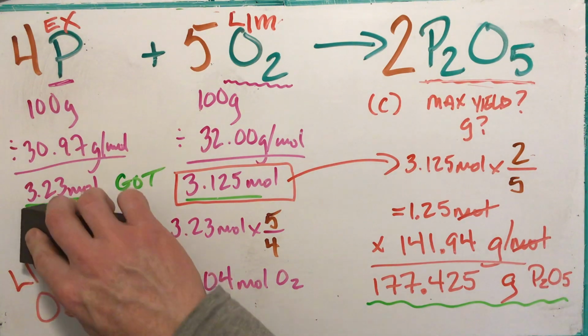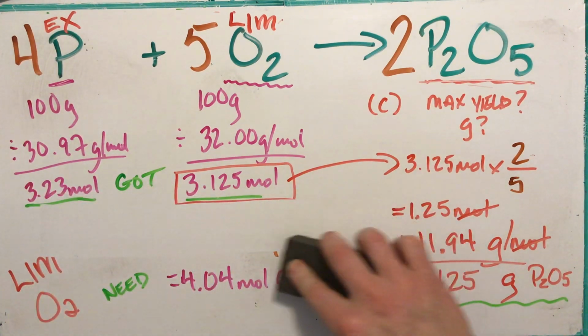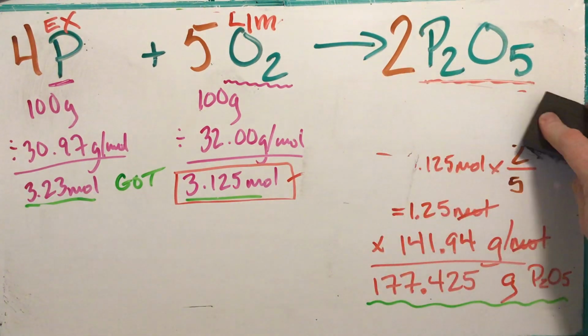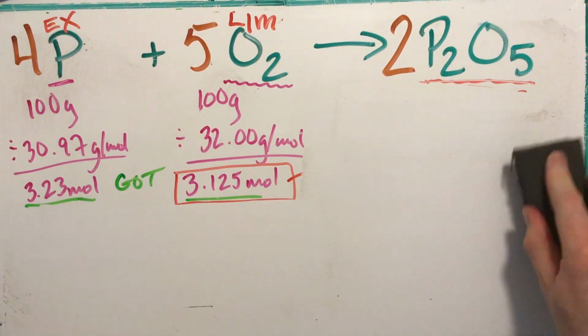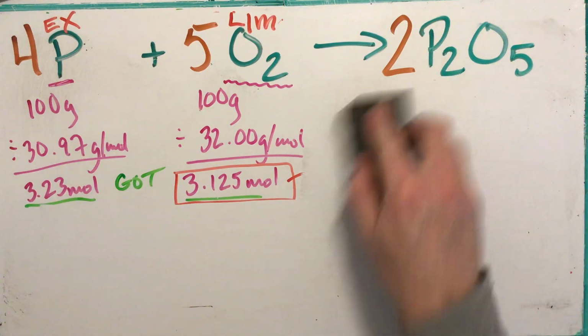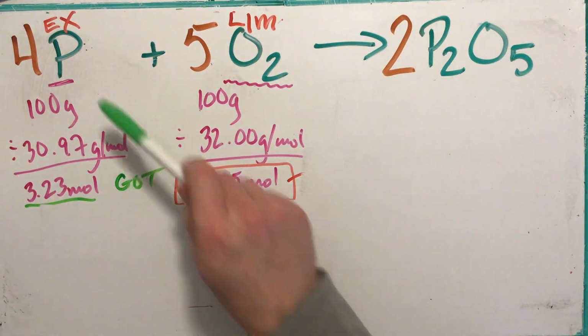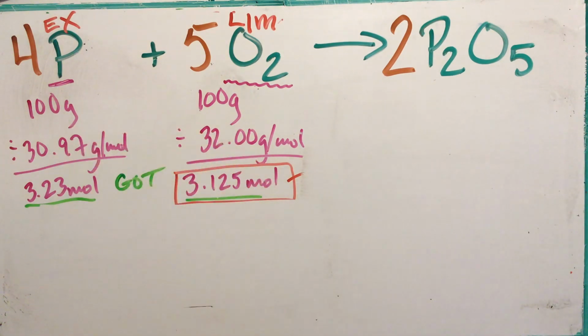So, for D, I don't need any of this. Everything I need for D is right here. I'm going to keep these molar amounts because now I have to figure out how much of this was left over.